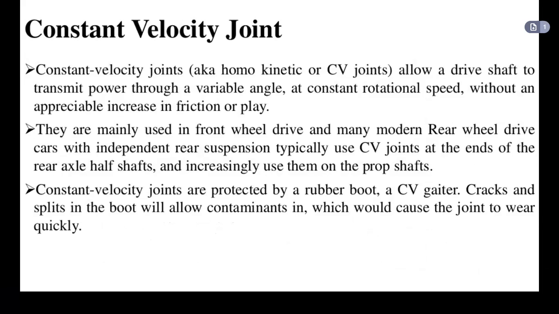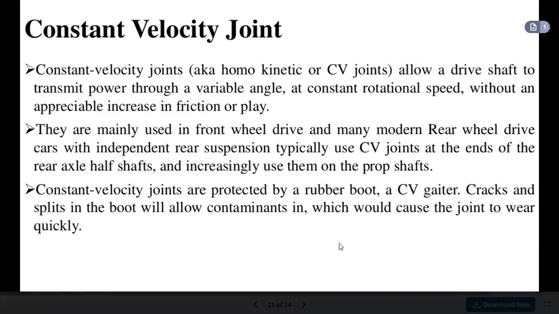They are mainly used in front wheel drive, and many modern rear wheel drive cars with independent rear suspension typically use CV joints, that means constant velocity joints, at the ends of the rear axle half shafts, and increasingly use them on the prop shafts. Constant velocity joints are protected by a rubber boot. Cracks and splits in the CV gaiter boot will allow contaminants in, which would cause the joint to wear quickly.